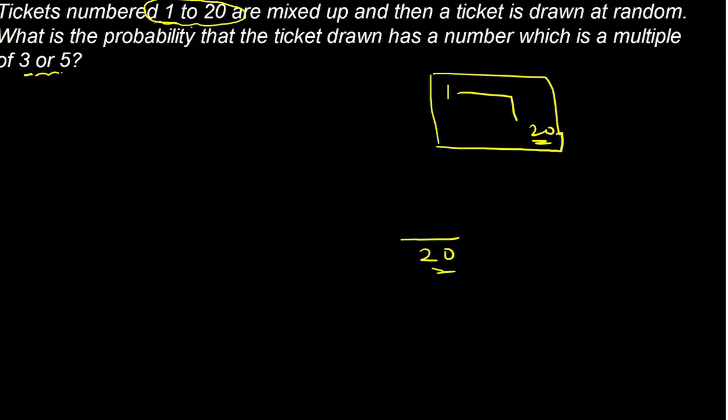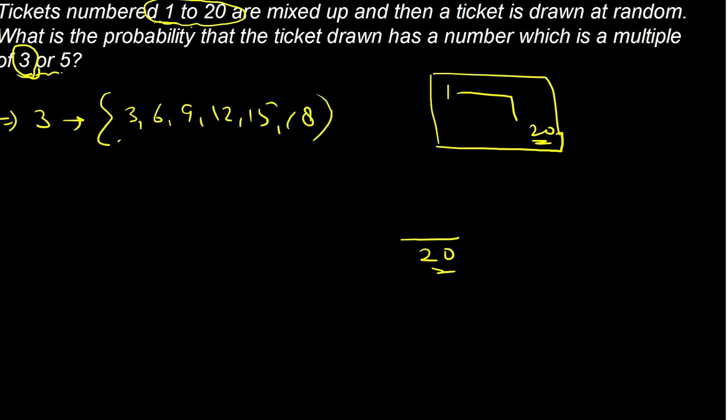Let's see how many numbers are divisible by 3 in 1 to 20. So obviously 3, 6, 9, 12, 15 and 18. And what are the multiples of 5? So obviously this is 5, 10, 15 and 20. They are between 1 and 20, so 20 is also included. Sometimes there are problems where you do not have to include 20, so beware of that.